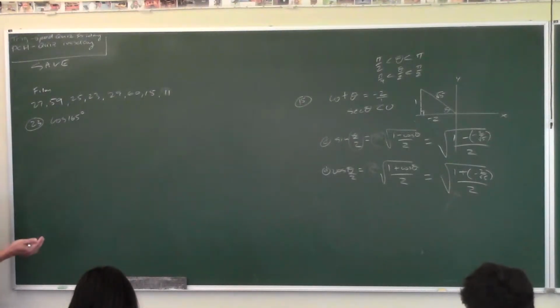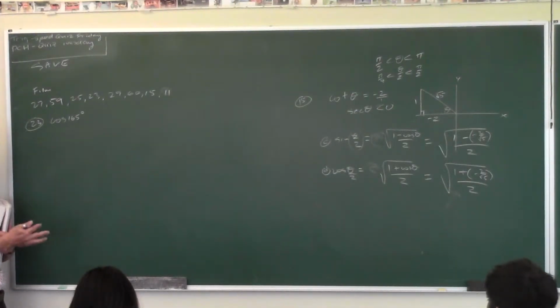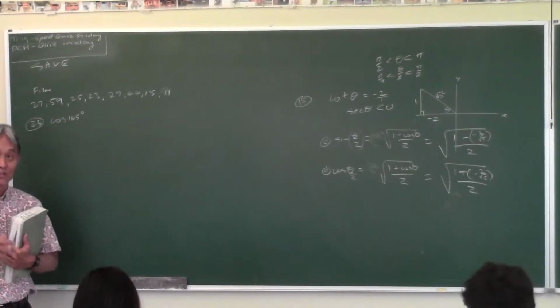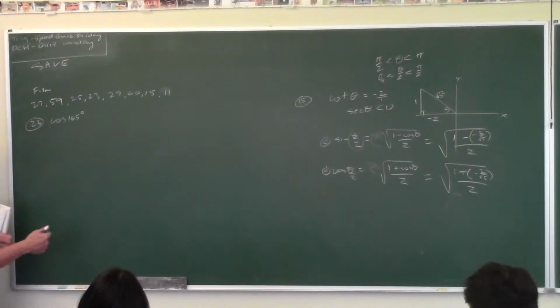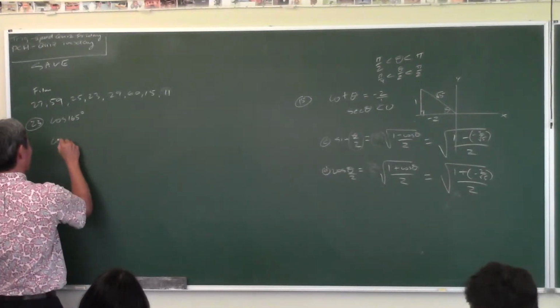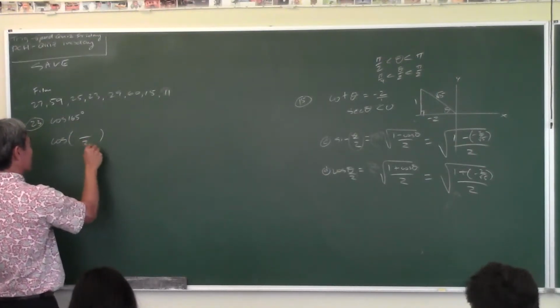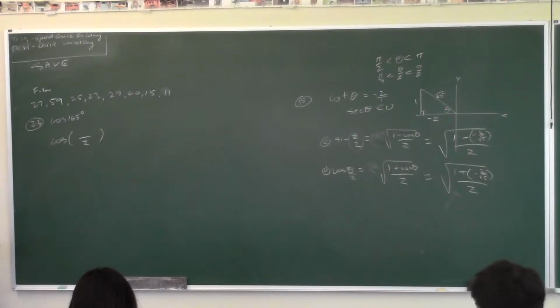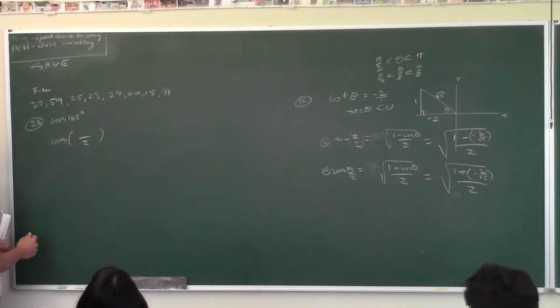Now, on the test, I am going to tell you what identity to use. Like it's going to say, use a sum or difference identity or use a half angle identity, so you don't have to guess. Okay, so on the test, it's going to say, use a half angle identity to do this. So when you see this, you gotta think, okay, is this equal to half of an angle that I know? 165 is half of what number?